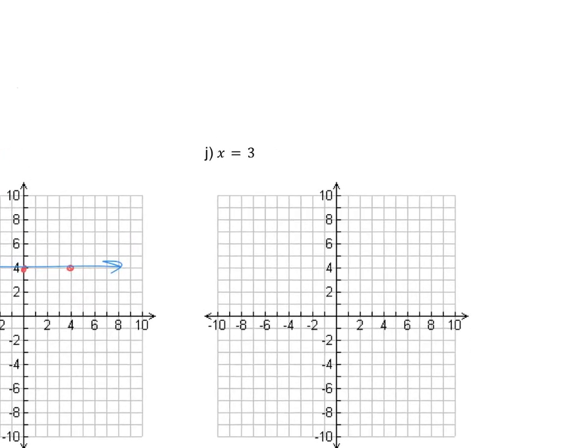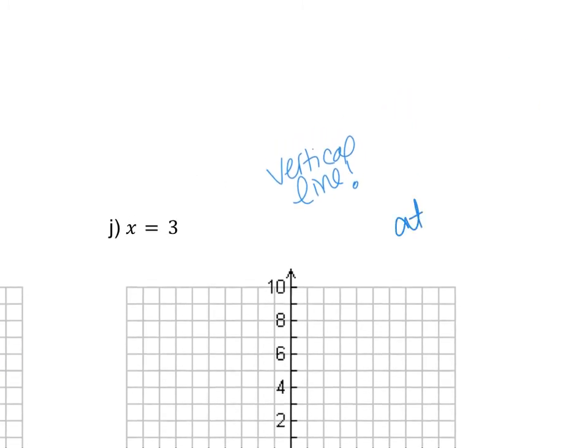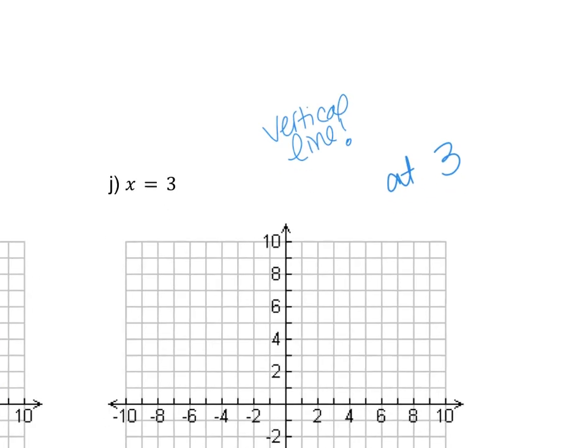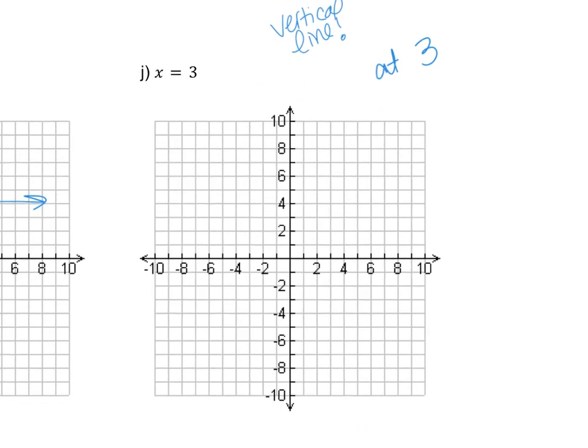Okay, this one is going to be different. So anytime you think you see it's not y equals something, think it, and it's x equals something, think vertical line. Okay, so it's a vertical line at, where is it at? 3. So is it a vertical line? Don't write this down, just watch. Is it a vertical line right here? The answer is no, because it's at 3.